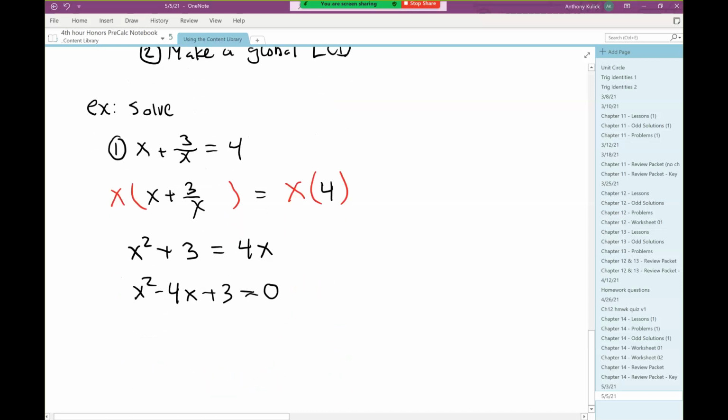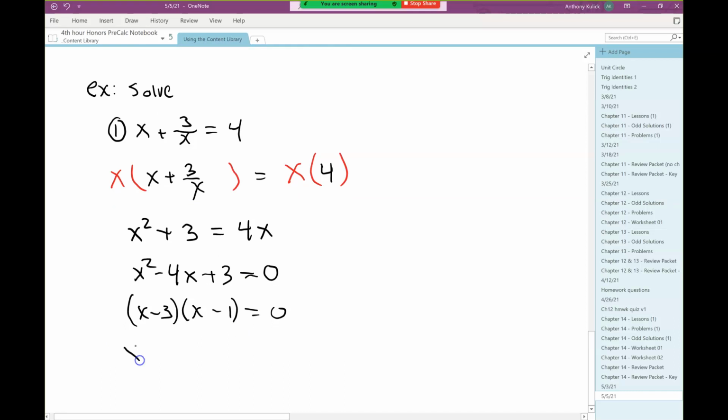And now, since this is a quadratic equation, I can either try to factor this, or I can always use the quadratic formula, but this one factors, so that's what I would do. So the two things that multiply to give us 3 and add to give us -4 is -3 and -1. So my solutions are 3 and 1.